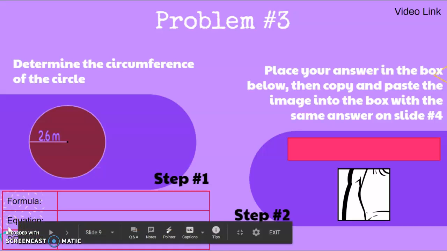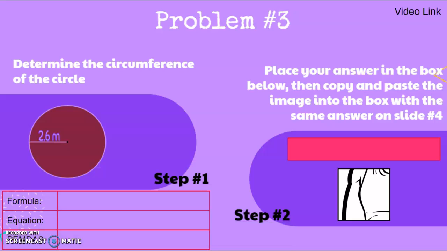Okay, so problem number 3. We need to determine the circumference of a circle. We are given a radius once again, 2.6 m. And we know it's a radius because our line goes from the center of the circle all the way to the outer edge.